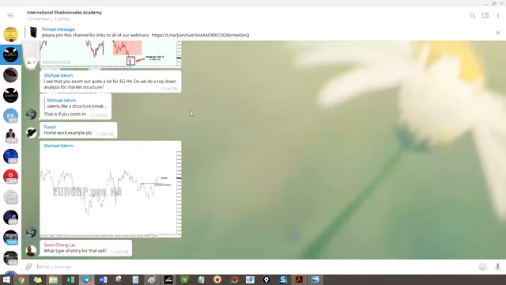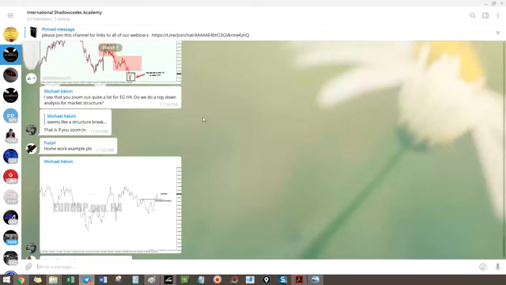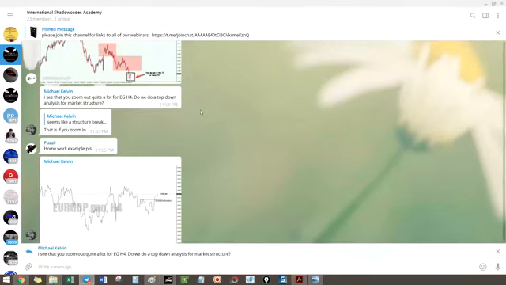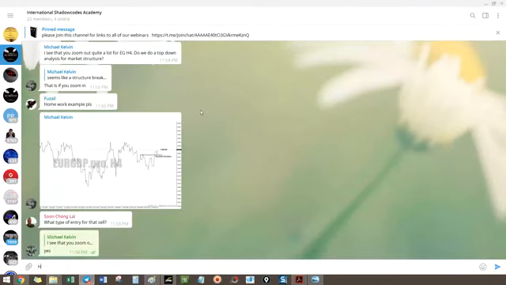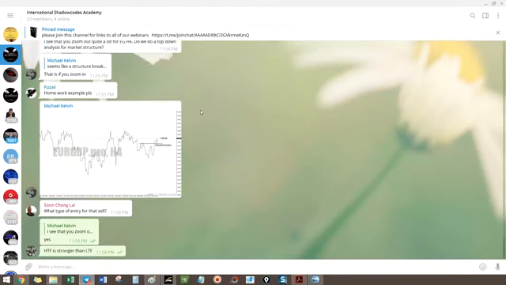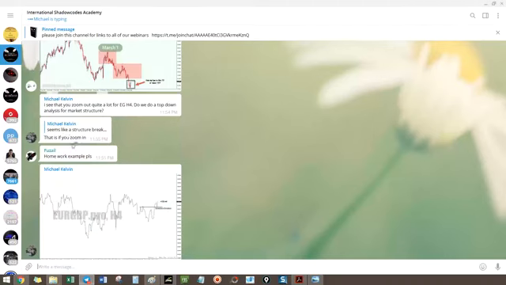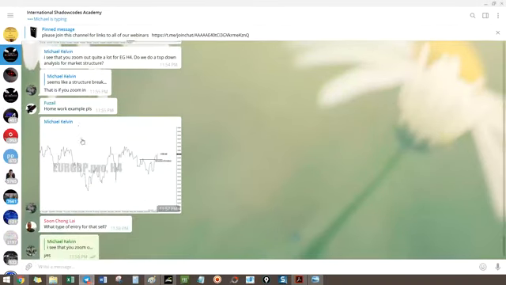I see that you zoom up quite a lot for H4. Do we do a top-down analysis? Yes, always. Higher time frame is stronger than LTF. Okay. More solid information on higher time frame. If you zoom in, homework example, please. All right.